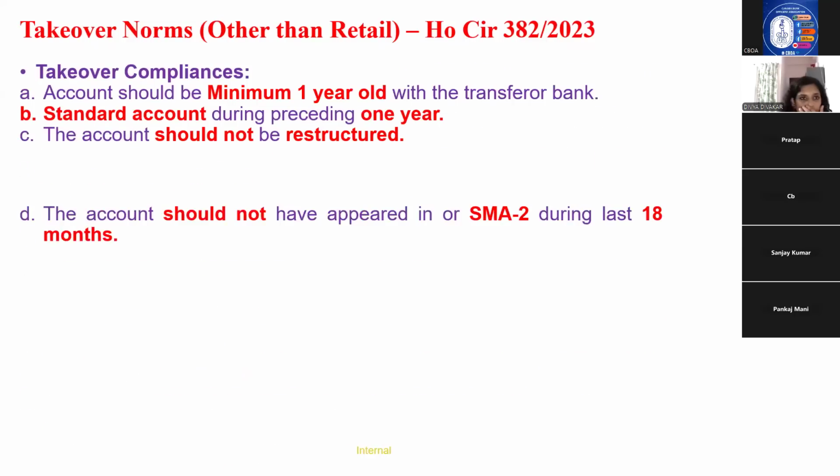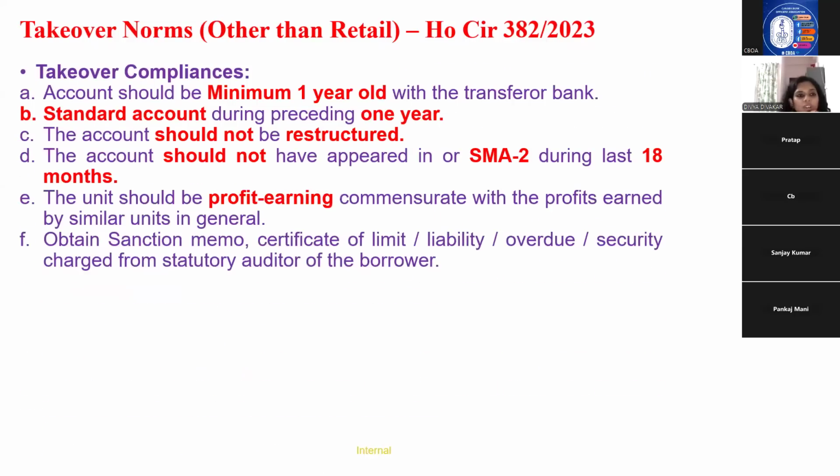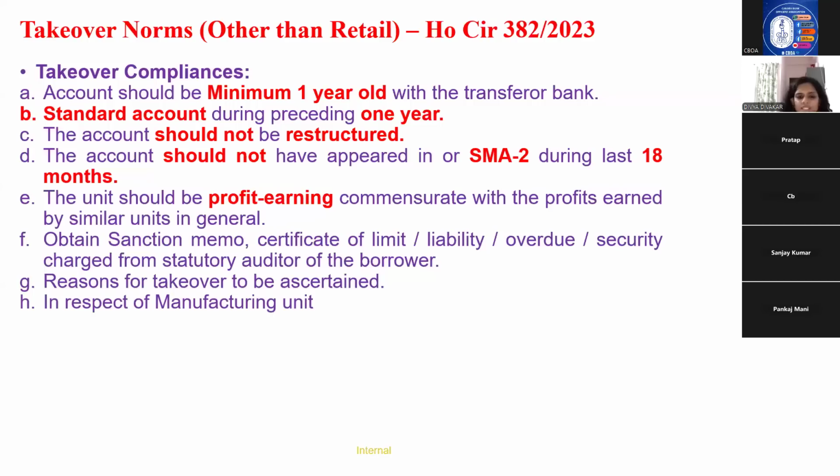In case of takeover compliances, the account should be minimum 1 year old with the transferring bank. It should have been a standard account during the previous 1 year. The account should not be restructured and should not have appeared in SMA2 during the last 18 months. The unit profit should be commensurate with the profit earned by similar units in general. Then we have to get the sanction memo, certificate of limit or liability or overdue, and security charge from the statutory auditor of the borrower. Also, we have to see the reasons why the takeover is happening.